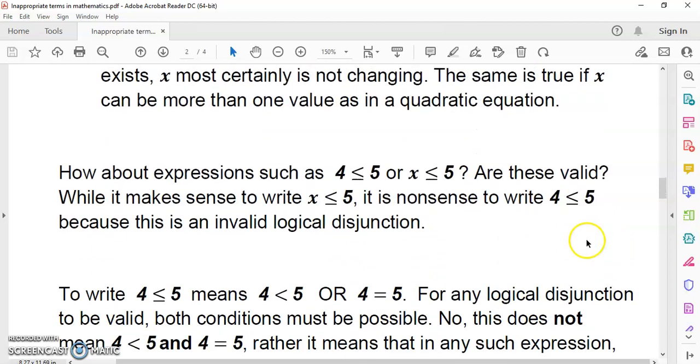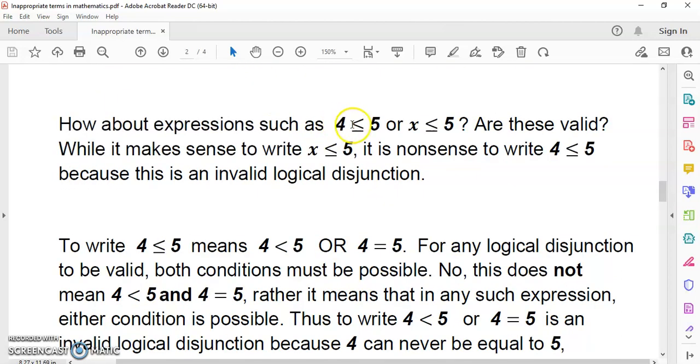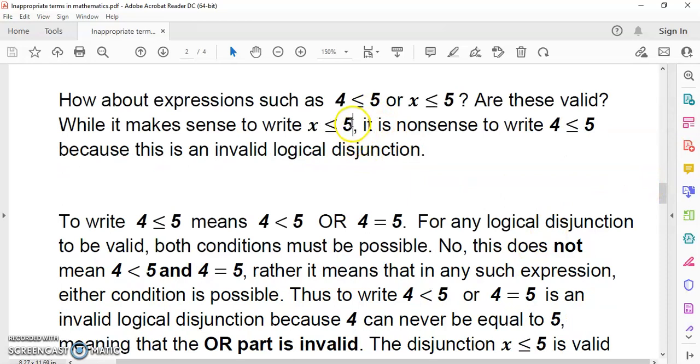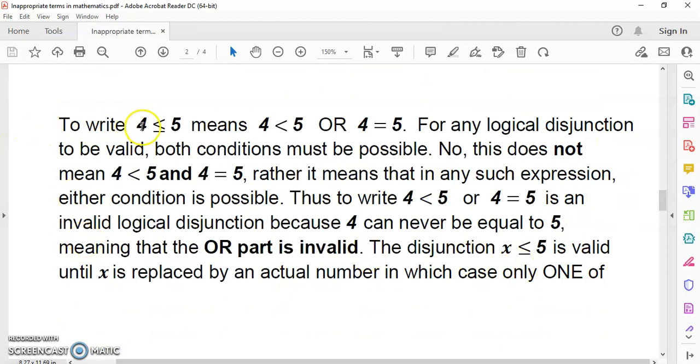Now, how about expressions such as 4 less than or equal to 5, or x less than or equal to 5? Are these valid? While it makes sense to write x is less than or equal to 5, because you don't know what x is right now, it is nonsense to write 4 is less than or equal to 5, because this is an invalid logical disjunction. Let's explain that. To write 4 is less than or equal to 5 means 4 is less than 5 or 4 is equal to 5. Well, this second condition is impossible.